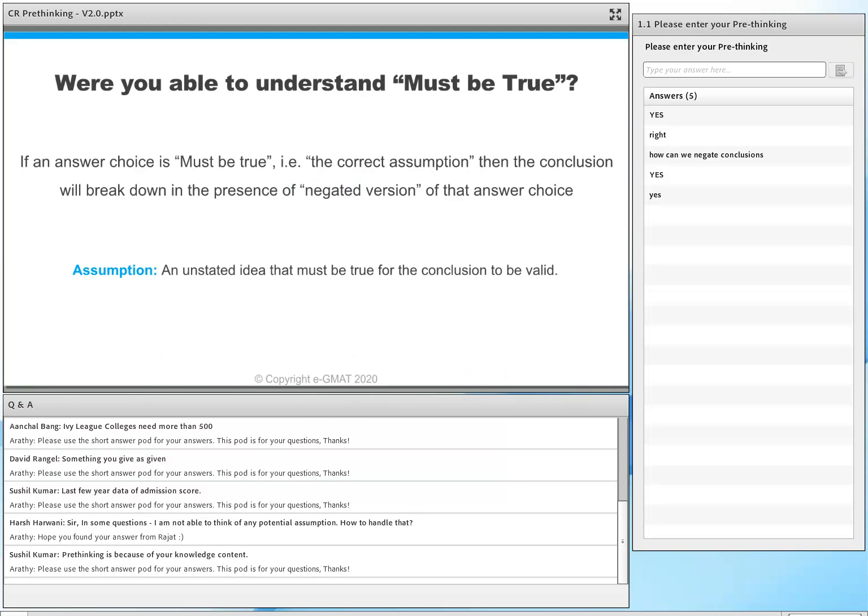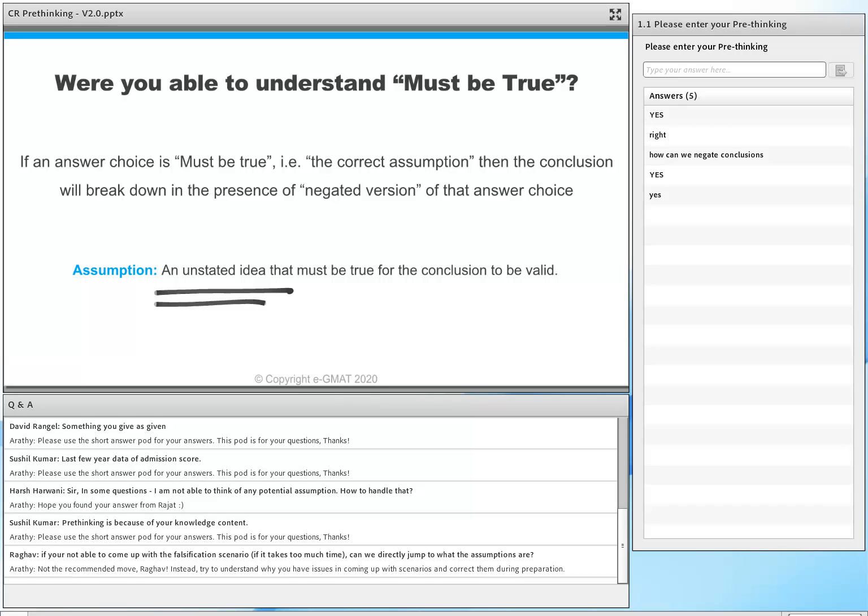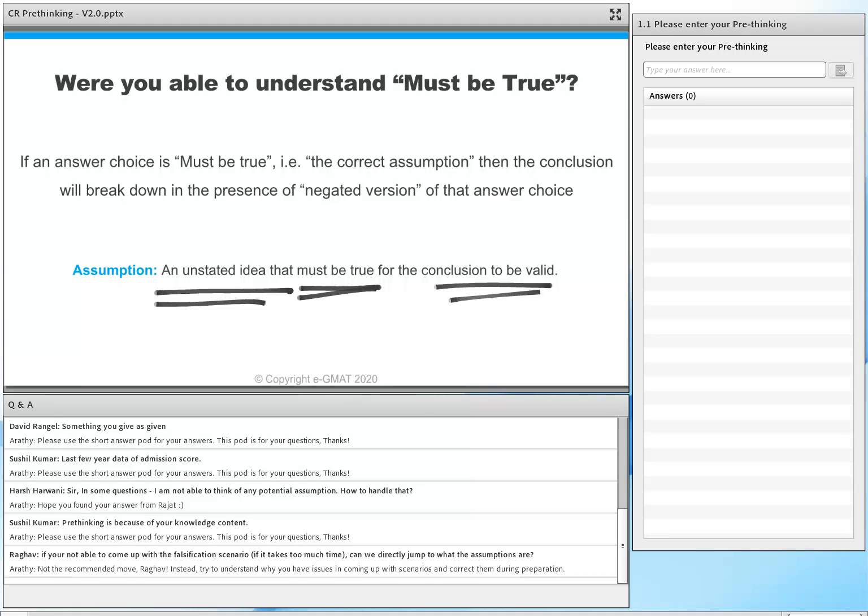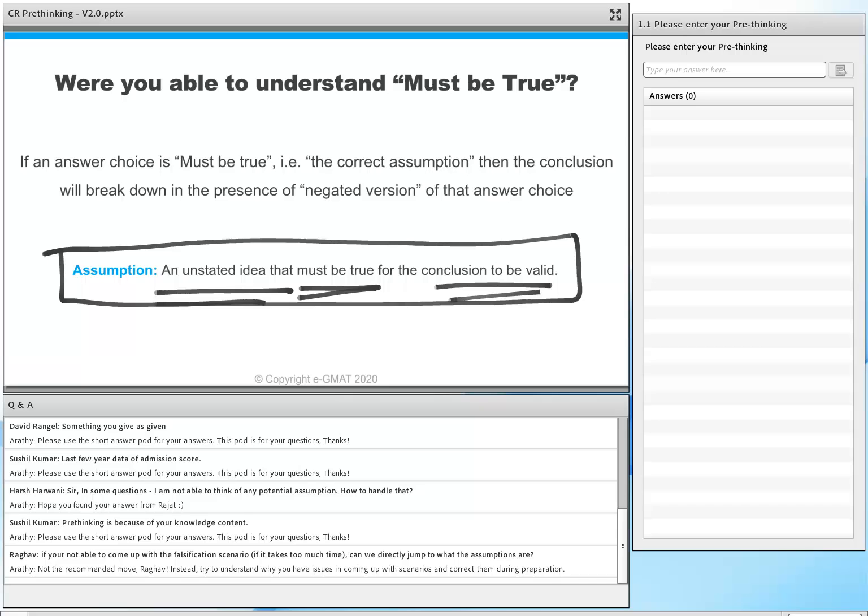Okay. So where does this "must be true" come from? It comes from the definition of an assumption. An assumption is an unstated idea that must be true for the conclusion to be valid. Now, one thing that I'm really going to tell you is remember this definition, memorize this, not just memorize, but understand this. Why? Because there will be times when you're confused. You go back to this.